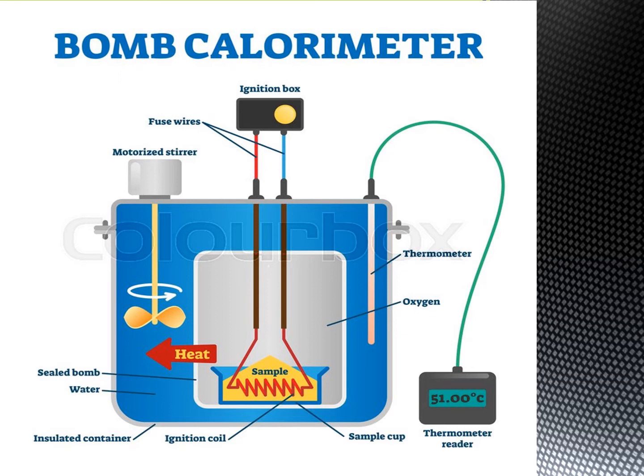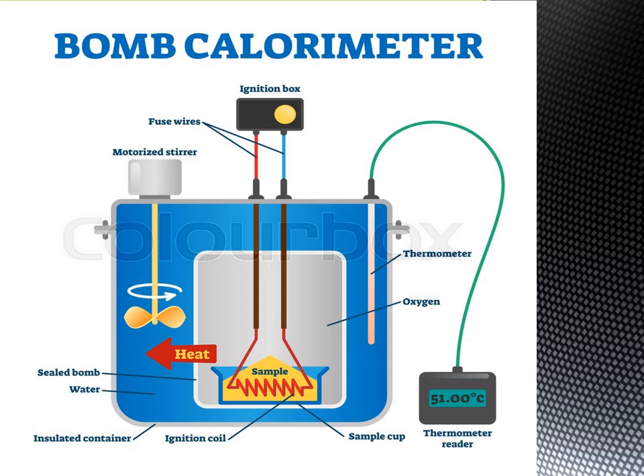The reaction is started by striking the substance through electrical heating. A known amount of combustible substance is burnt in oxygen in the bomb. So heat is evolved during the reaction, and that is absorbed by the calorimeter.